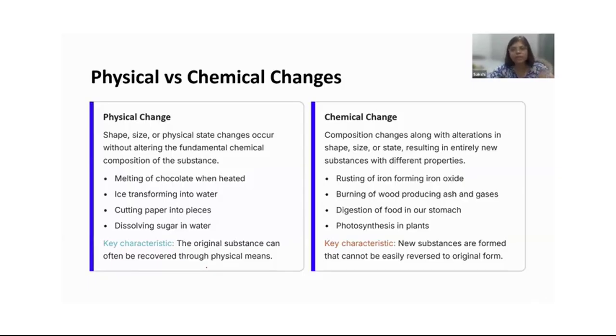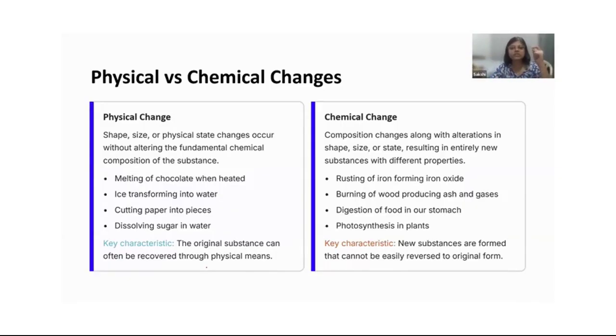The other example would be cutting paper into pieces, right? We are not changing the chemical composition of the paper. It is again paper, right? Similarly, in ice and water, it is water and ice. We are not making a new product. In a physical change, no new product is formed, right? That is the way to determine whether it is a physical change or a chemical change.